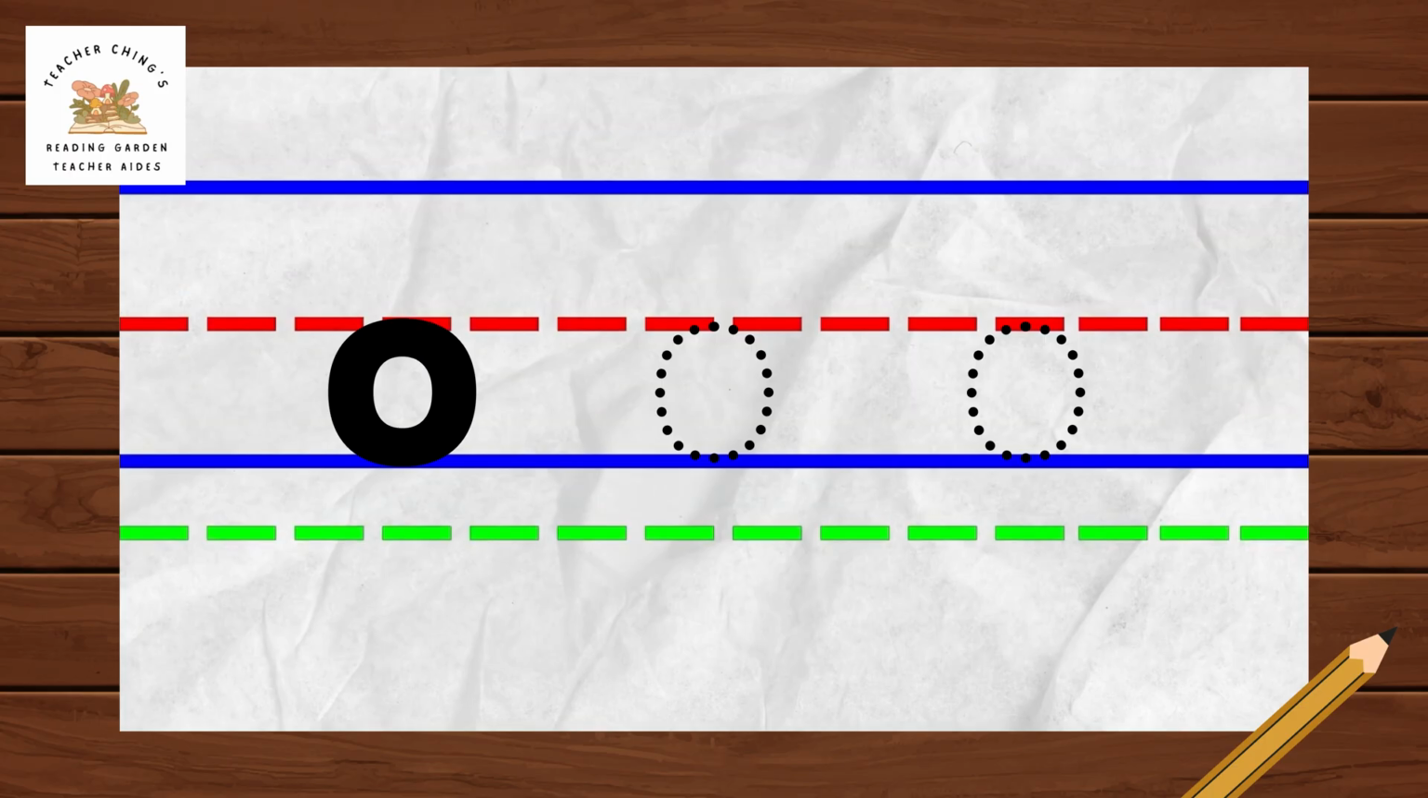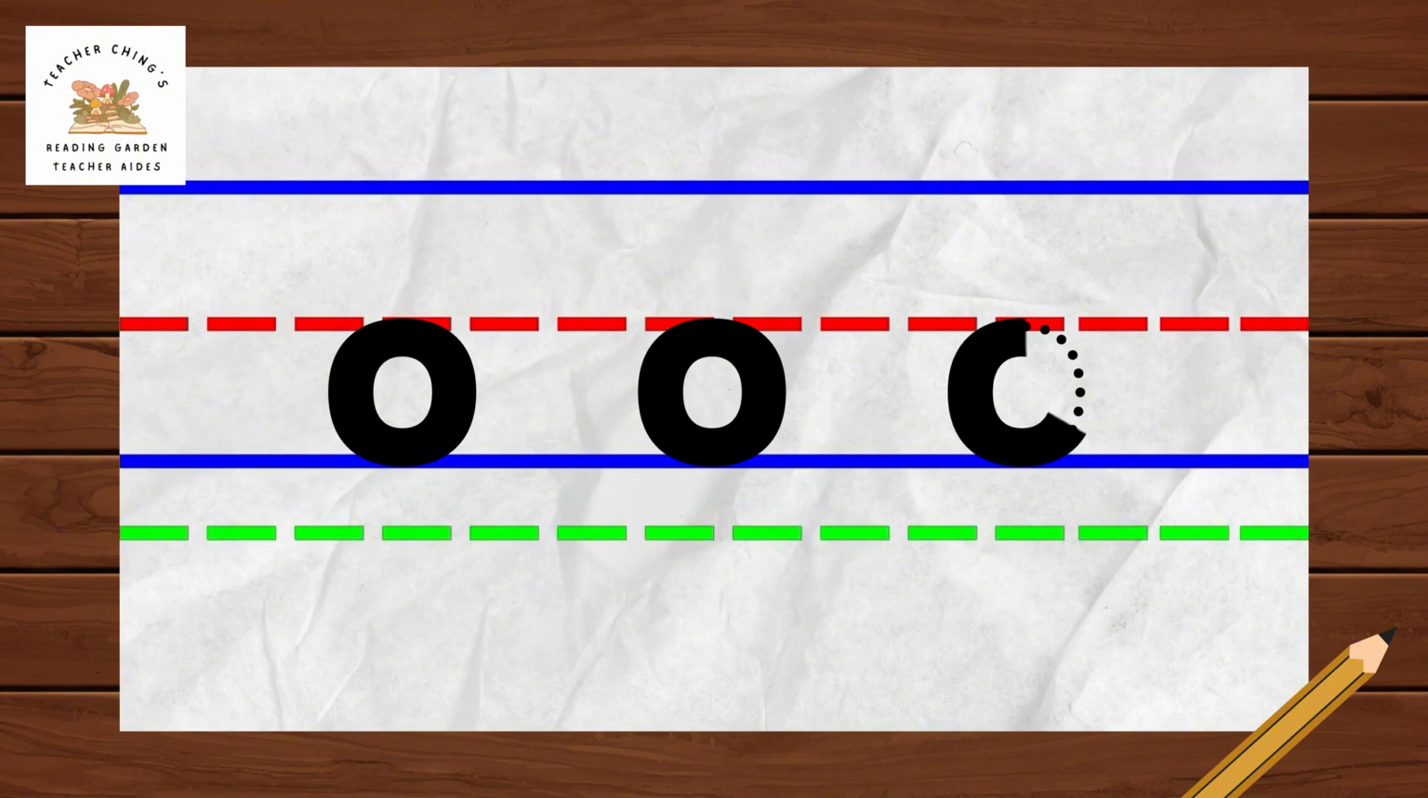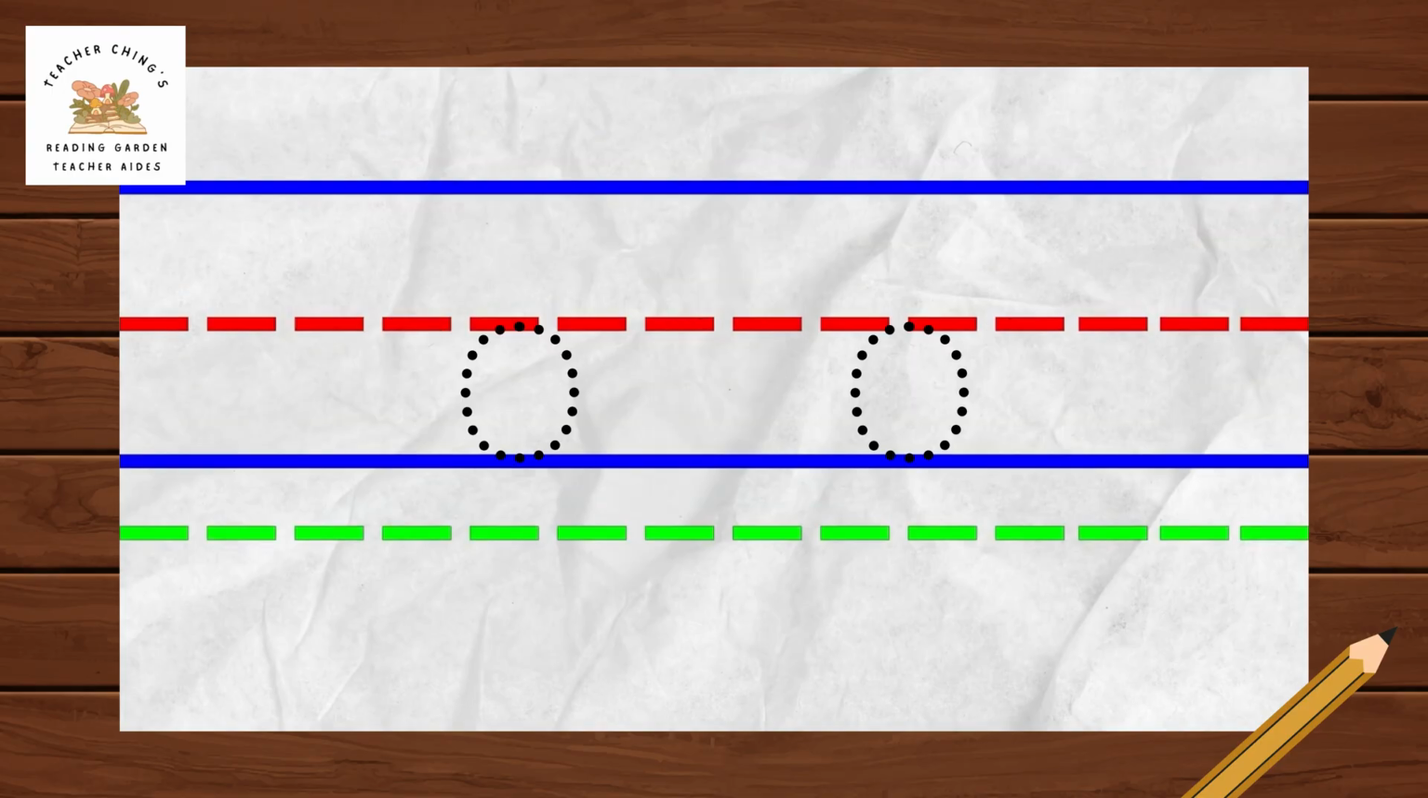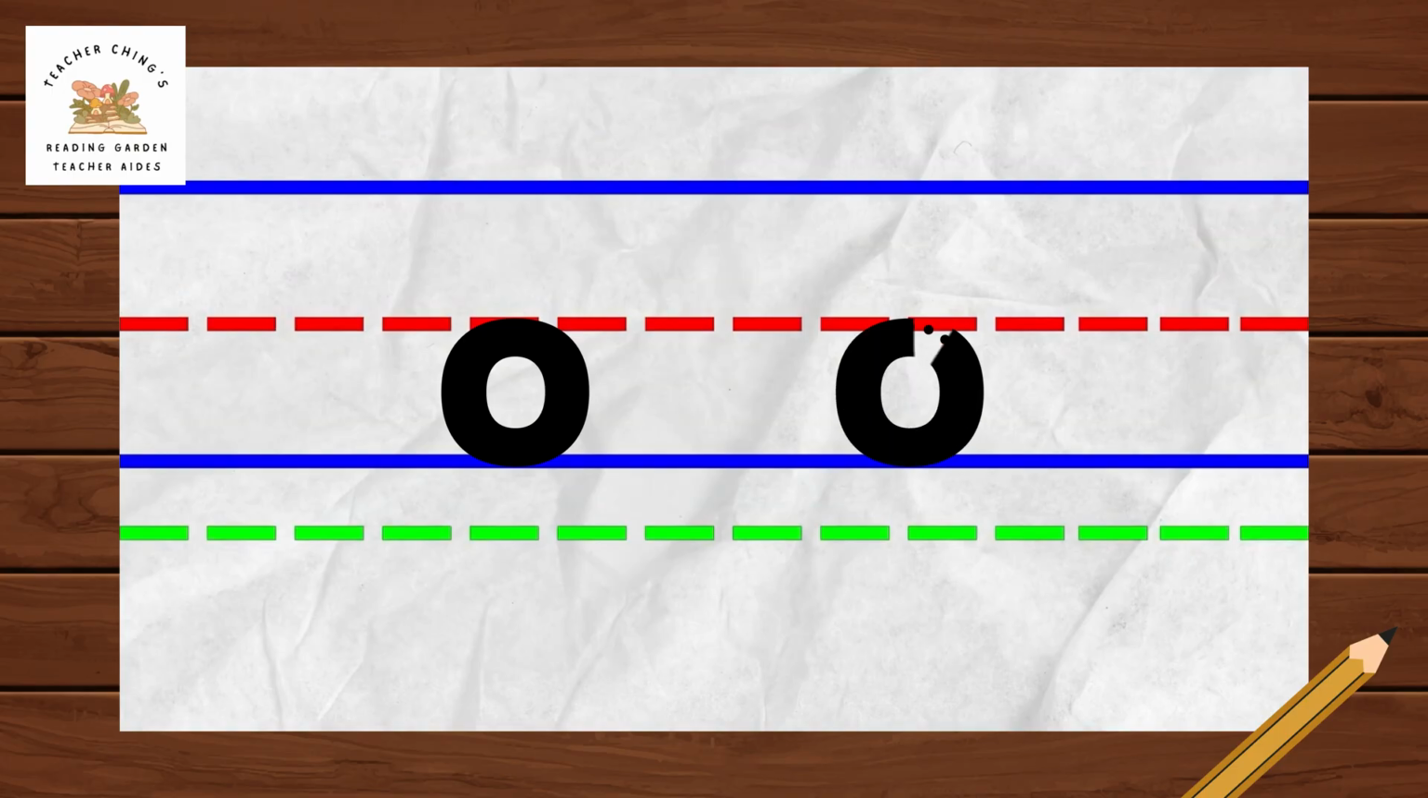One more time. We go round up and make a circle. Round again up to make a circle. Okay, let's do it two more times. Please say it with me. We go round up to make a circle and round up to make a circle.